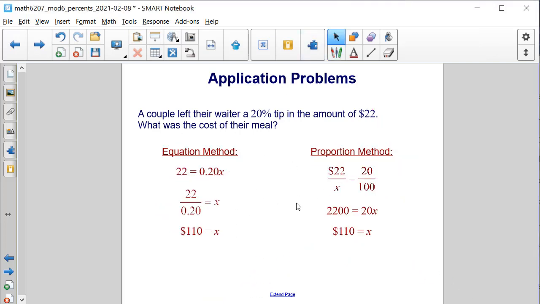So again, this shows both methods of solving this problem for the total cost of the couple's meal, which was $110.